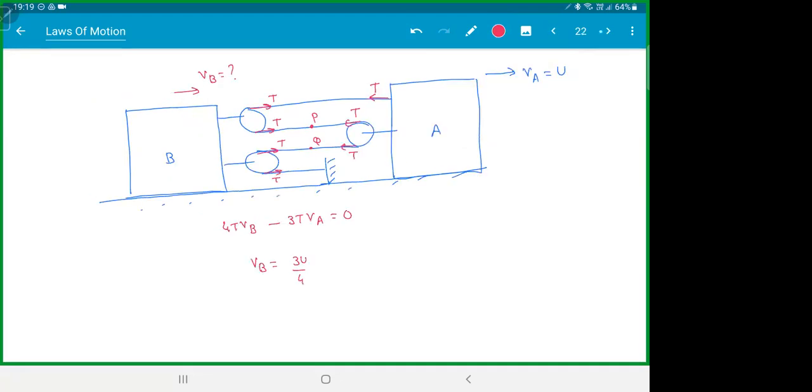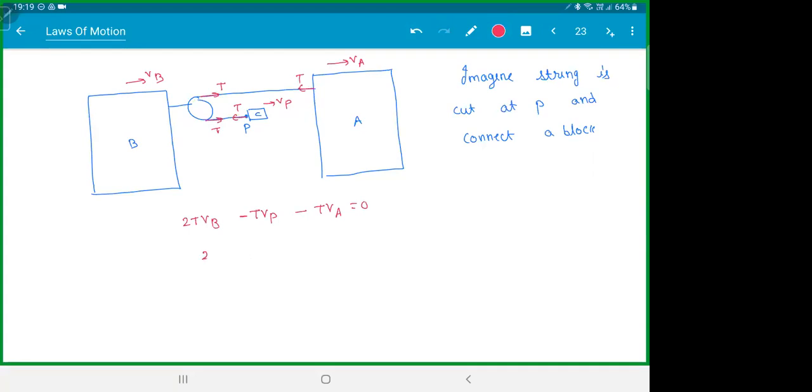VB's value we just calculated, 3u by 4. T gets cancelled. 2 into 3u by 4 minus VP, and VA is already u, is 0. How much is this? u by 2. And the direction I assumed is right. Check. Right? Same thing if you try to do for the other guy.